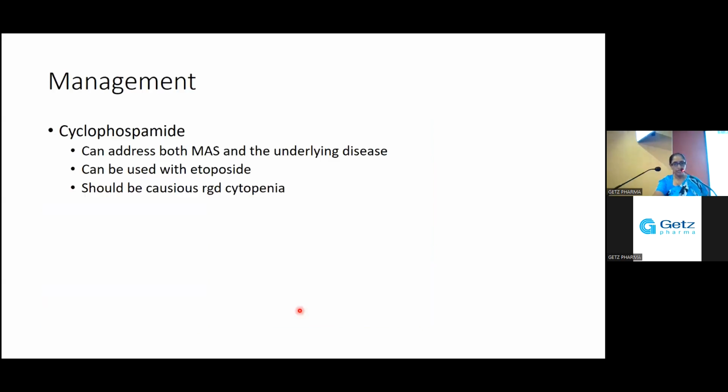So, cyclophosphamide can address both mass and the underlying disease. We use it in cases of SLE and lung disease and renal disease. It can be used with etoposide. We have combined that. Should be cautious regarding cytopenia.